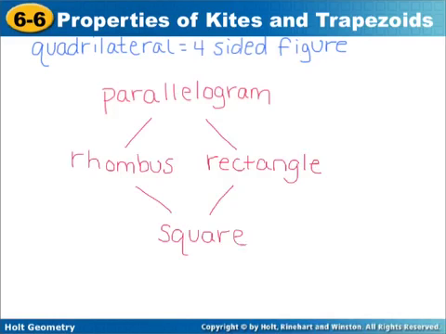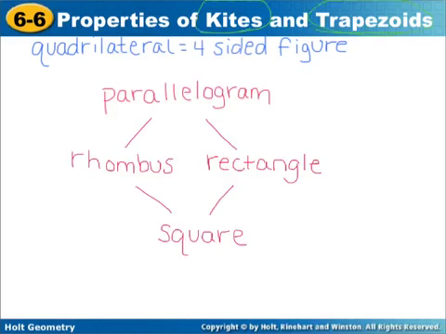So today we're talking about two other quadrilaterals that are not parallelograms. Okay, remember parallelograms have two sets of parallel sides. So the ones we're talking about today do not have parallel sides. And what we're talking about today are kites and trapezoids.